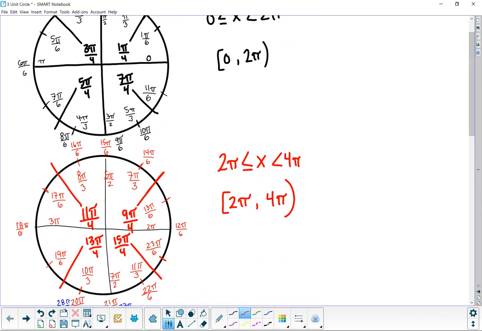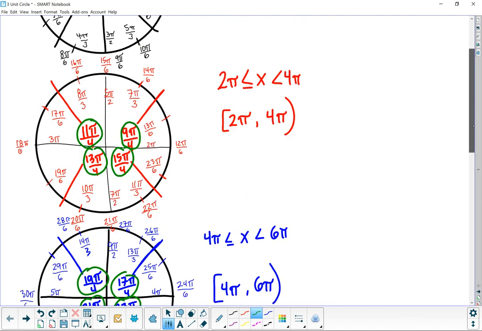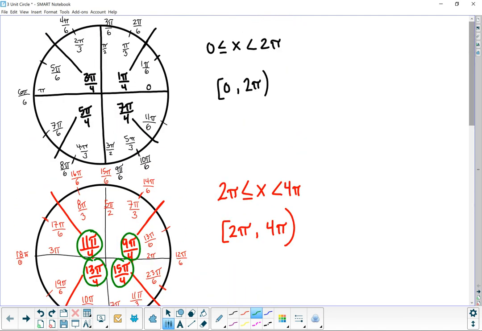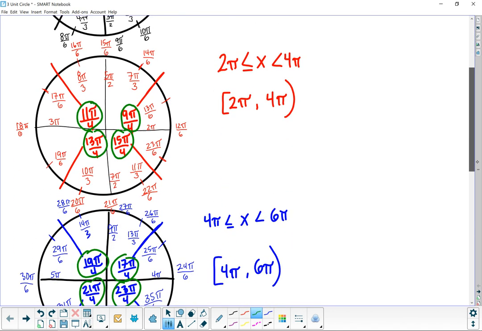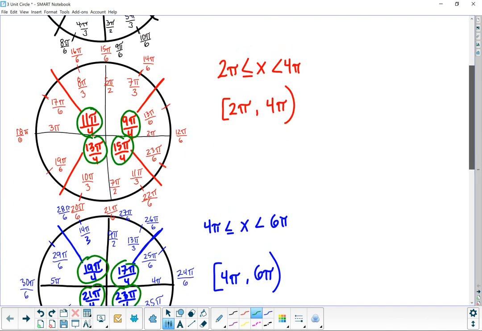So the next couple answers are 9 pi over 4, because we're talking about that middle, 11 pi over 4, 13 pi over 4, 15 pi over 4, 17 pi over 4, 19, 21, 23. All right, so 1, 3, 5, 7, 9, 11, 13, 15, 17, 19, all over 4, all the way to 23 pi over 4.